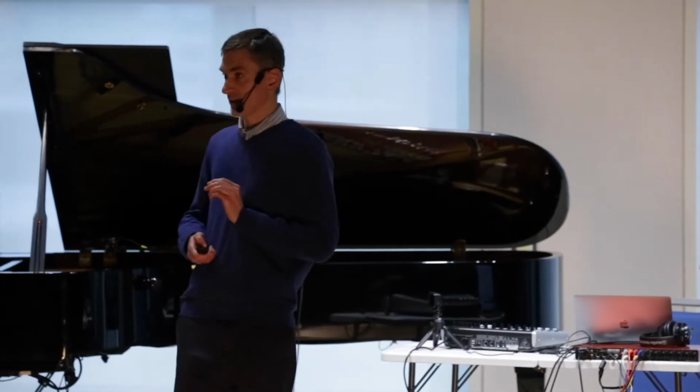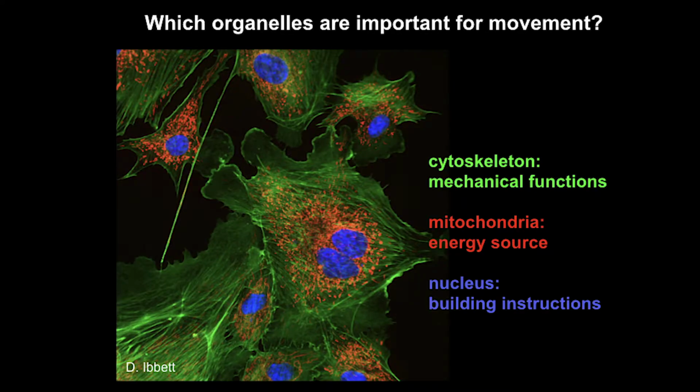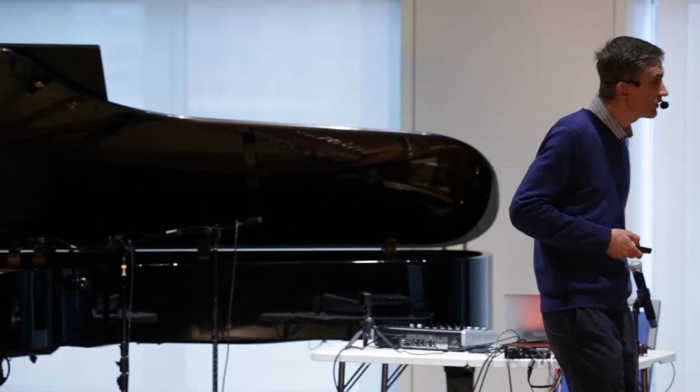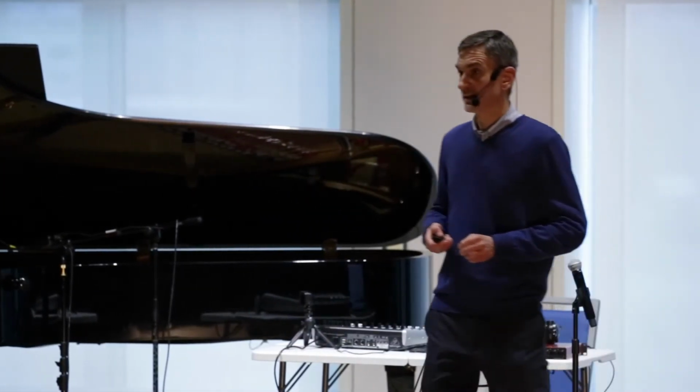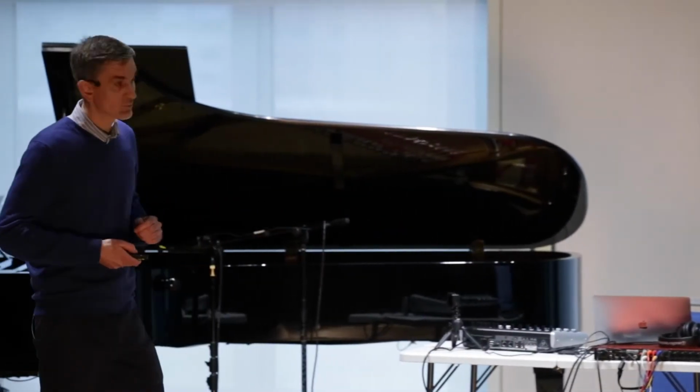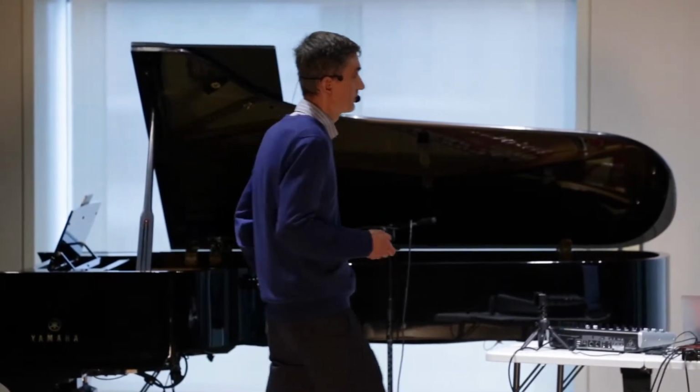Inside these cells, in green, you see cytoskeleton. You can see these cables in the cell. They provide mechanical functions. They provide support and the molecules that move things around. In red, we see the mitochondria, which provide the energy source for these cells. And of course, the nucleus shown in blue here provides building instructions for making even the cells themselves.